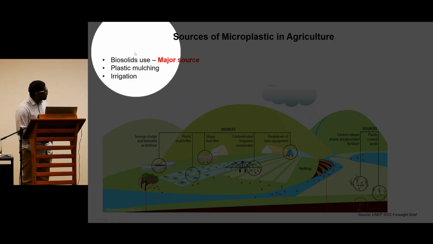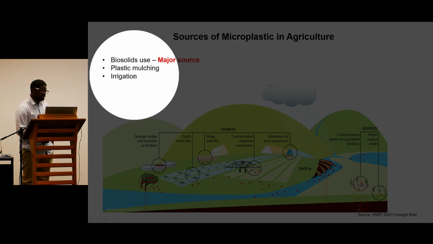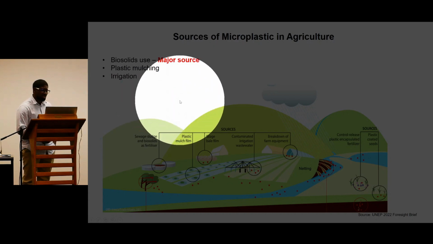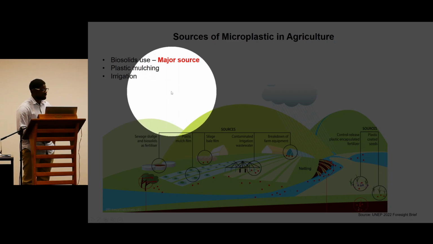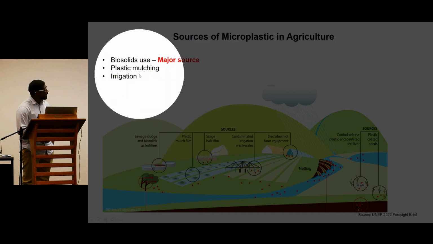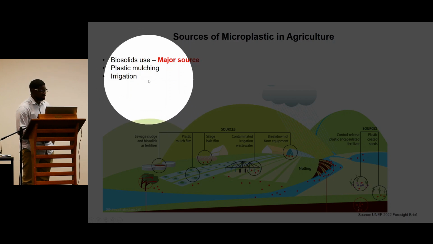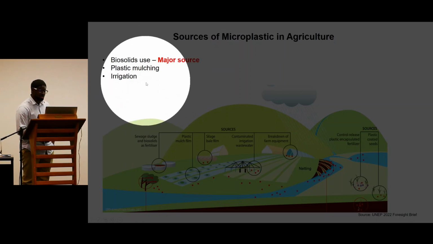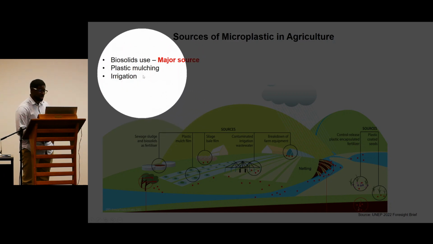And plastic mulching also contributes microplastics. Plastic mulching is basically covering the soil with plastic films to reduce the rate at which water evaporates out of the soil, and to also control weeds. This leads to the plastics tearing and degrading, and they become microplastics, and they become part of the soil.